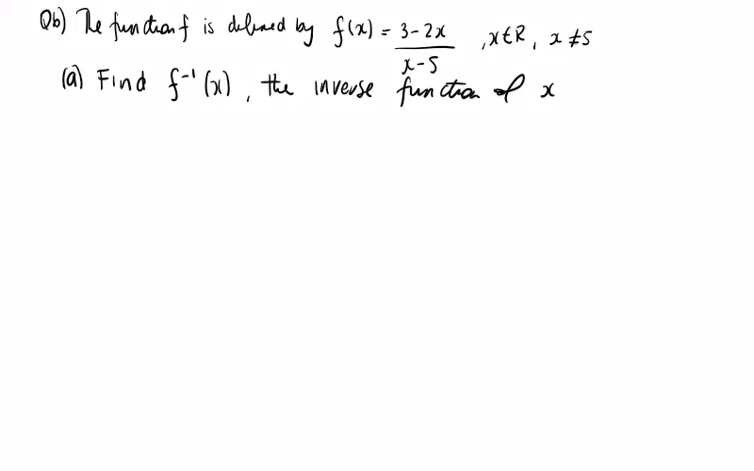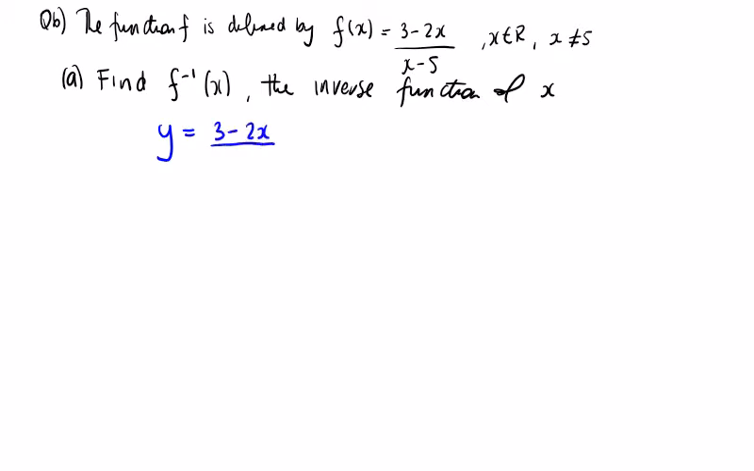Question 6. The function f is defined by f of x is equal to 3 minus 2x over x minus 5, where x is an element of the real numbers and x is not equal to 5. We're asked to find the inverse function of f. So to find the inverse function is really straightforward.